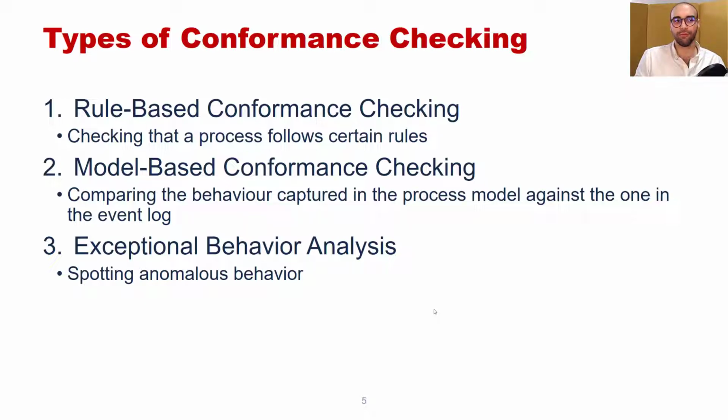The second type of conformance checking: given an event log, which is a reality, and the process model that you have already designed since the beginning, how far is the event log conformant with the process model that you have. The third type of conformance checking is about exceptional behavior, where you discover the anomalous behavior inside your organization. We will dig deeper into the details in the next 3 videos.